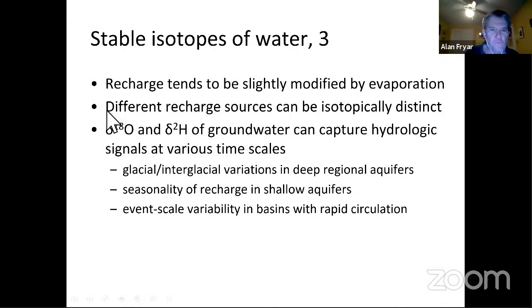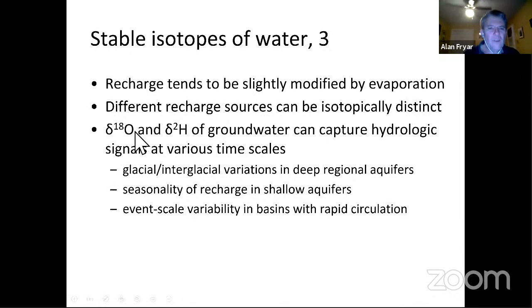As I mentioned, in terms of mixing, different recharge sources can be isotopically distinct. So if you've got waters coming from a local flow system mixing with waters coming from a deep flow system in a discharge zone, you may have an isotopic composition that is in between those two end members.